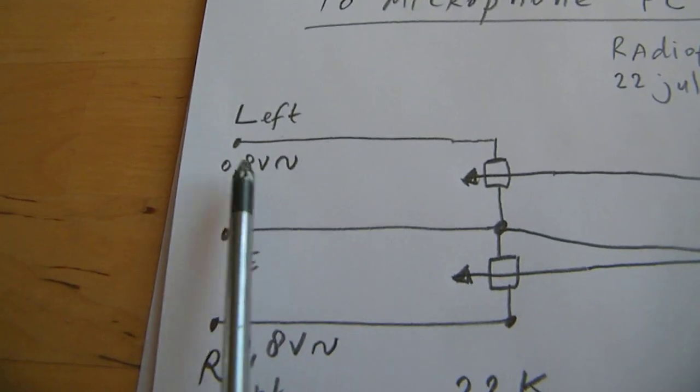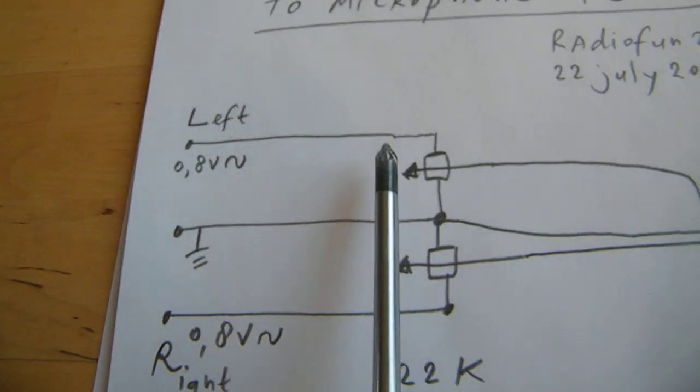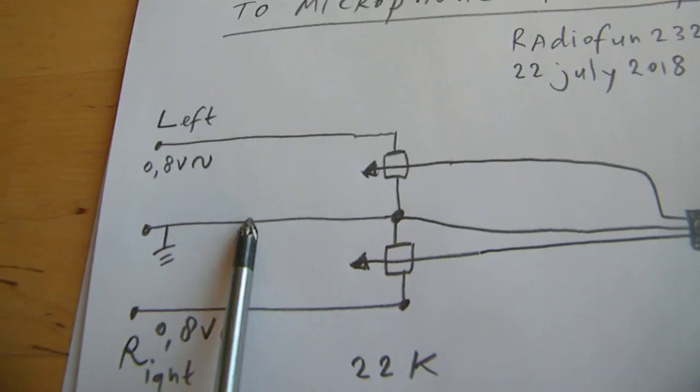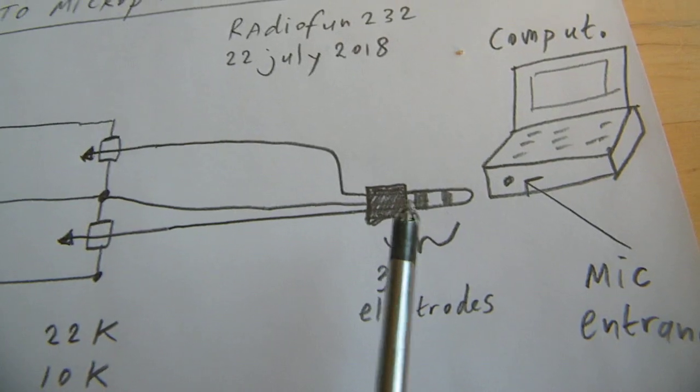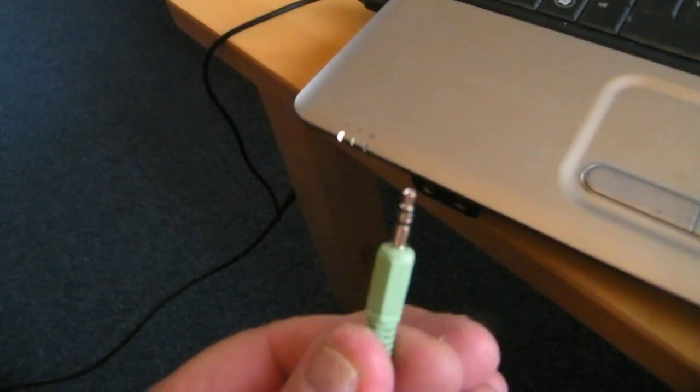One advice, use shielded cables here. So here is shielding. Here is shielding 2. That shielding is connected here. And it goes to this input, this plug.